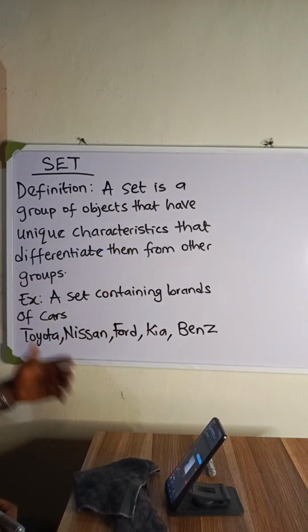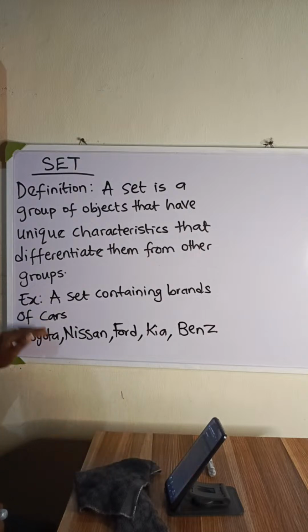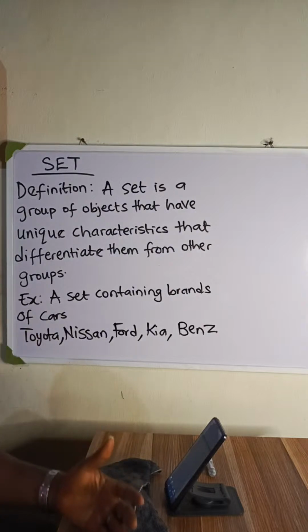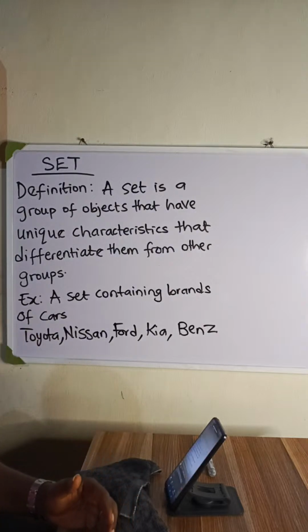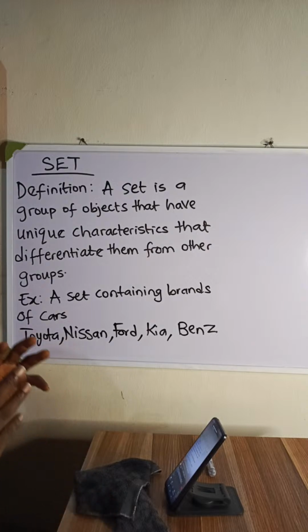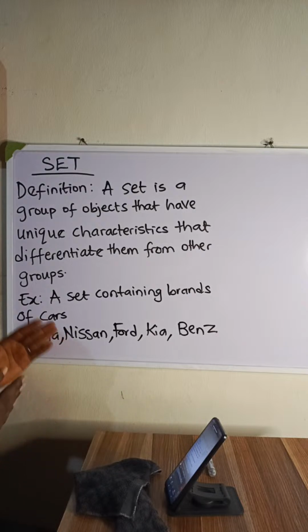So this is a set, or a group of objects that have unique characteristics that differentiate them from other groups. Once you see these names, immediately you know that these are the names of brands of cars, right? So when we are talking about set, we are talking about a group of objects that have unique characteristics. These characteristics differentiate them from other groups.